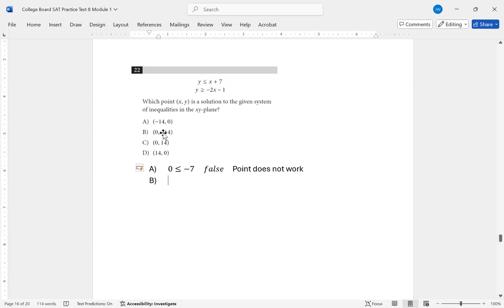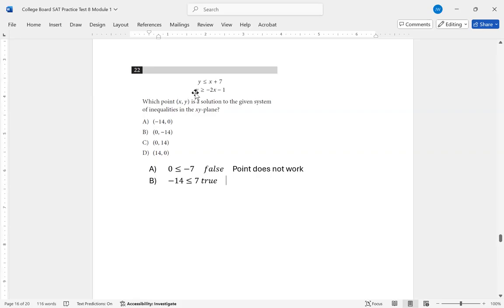Now let's plug in (0, -14). I plug in 0 for x, negative 14 for y into that first inequality, and I would get negative 14 less than or equal to 0 plus 7. That's negative 14 less than or equal to 7. That's true. That's good. And then I would try the other inequality.